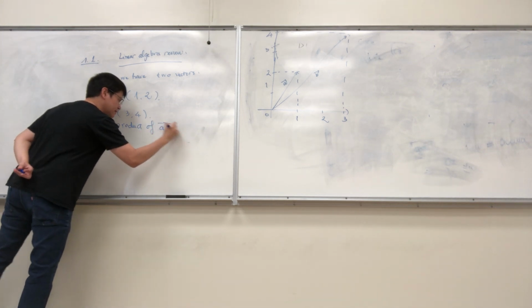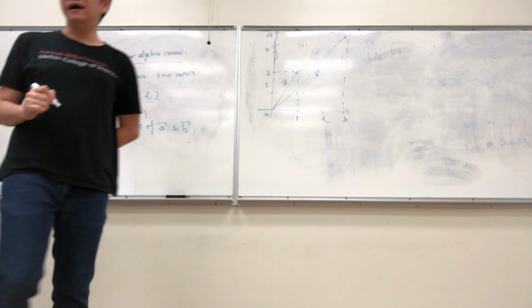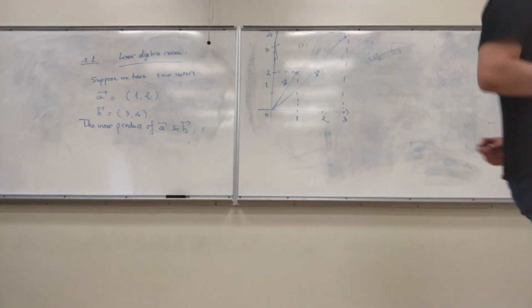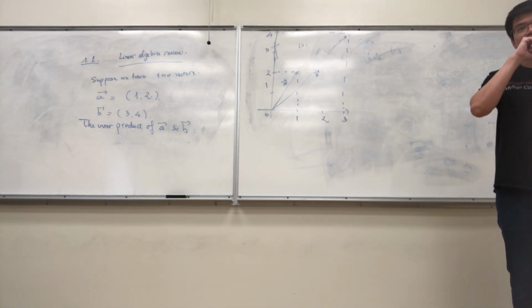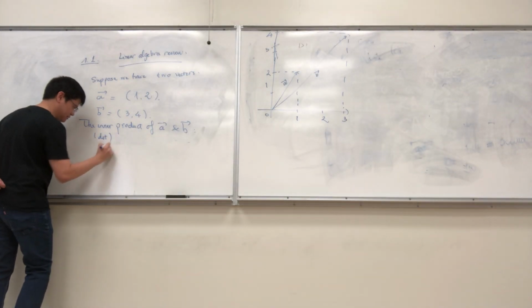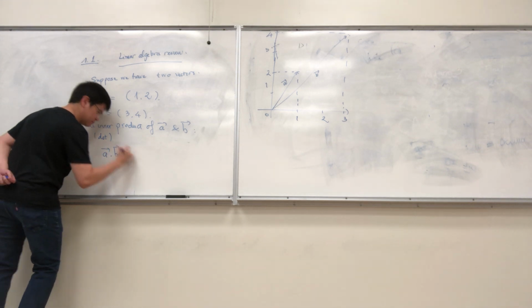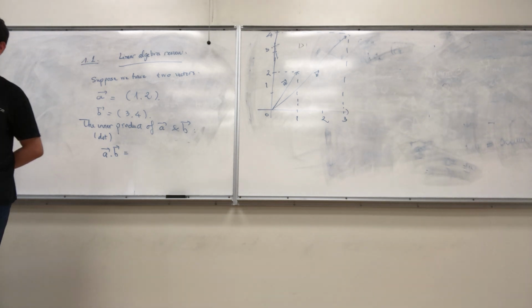of A and B. So who remembers what the inner product of A and B is? The dot product? Yes, the dot product. So how do you compute the dot product of A and B? Summation of multiplying each coordinate.